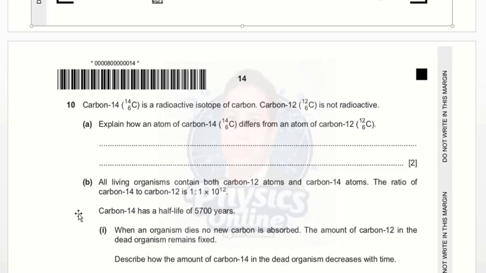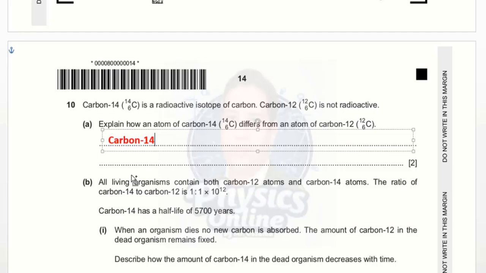Carbon 14, C614, is a radioactive isotope of carbon. Carbon 12, C612, is not radioactive. Explain how the atom of carbon 14, C614, differs from the atom of carbon 12, C612. As you see, here is the number of neutrons. Number of protons is the same, but number of neutrons is different. Carbon 14 has 2 more neutrons than carbon 12.